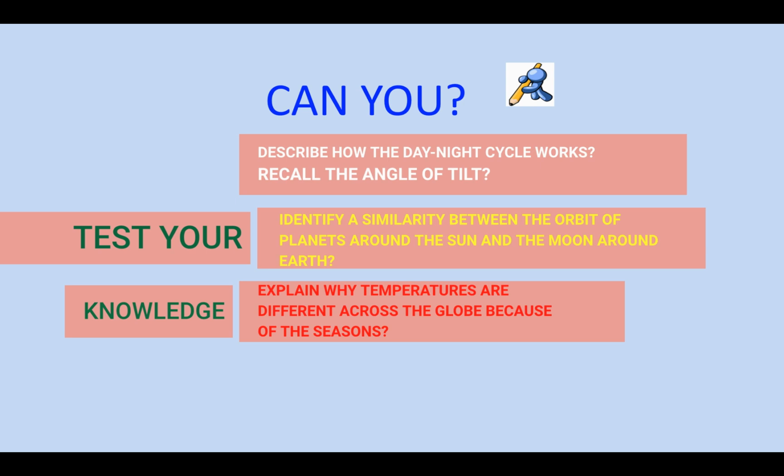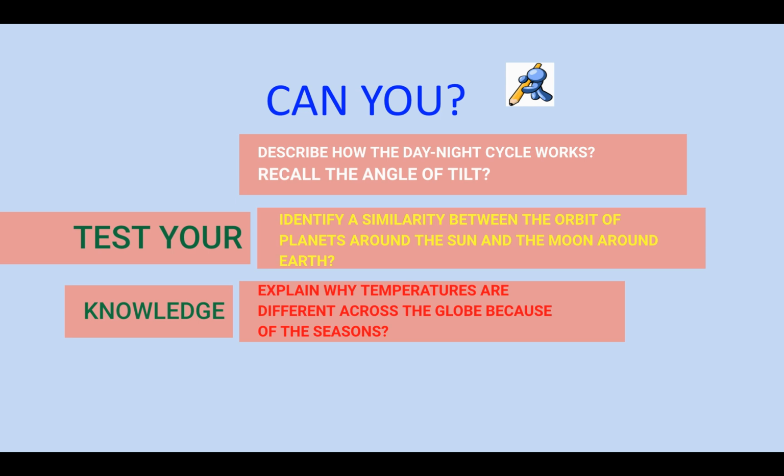So the first thing there is describe how the day and night cycle works on planet Earth. And you should have an answer there which states that the planet Earth is rotating every 24 hours. So that means that one hemisphere is facing into space and one hemisphere is facing towards the sun. So that's the reason for that one. Recall the angle of tilt. So the angle of tilt is 23.5 degrees from the vertical, I suppose, imaginary line.